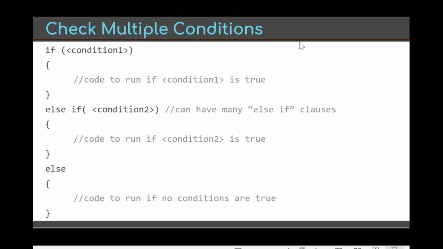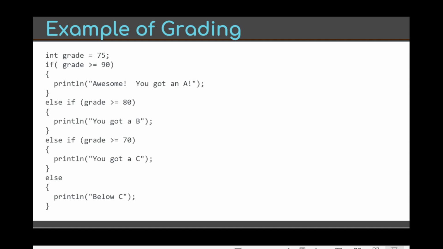All right. So now, whoops, back to presentation. Now we have more nuance in what we can do. We have an extra power. Now we can do our grading example. So if our grade is 75, what will be printed?